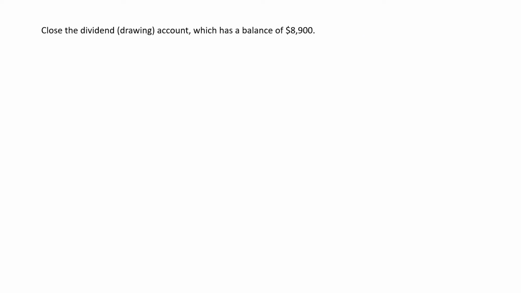So the last entry that we have to make, the fourth entry in the closing process, is to close out dividends to retained earnings. Net income increases retained earnings. Dividends decrease retained earnings because dividends represent money that goes out of the company to the owners. So therefore, if owners are taking money out of the company, that's reducing the retained earnings of the company. So the fourth entry is to close out dividends to retained earnings.